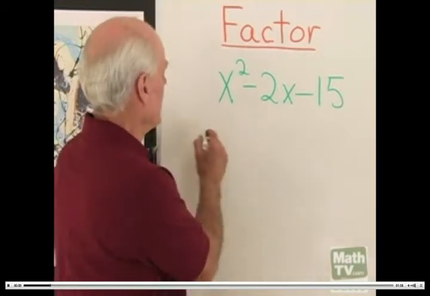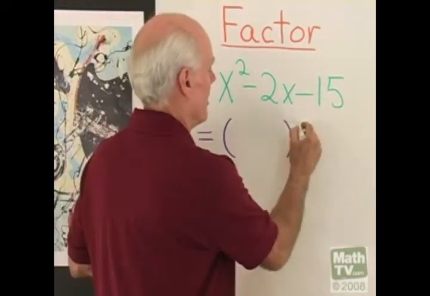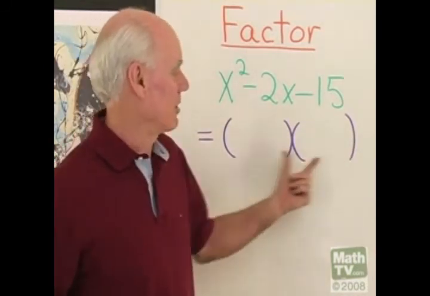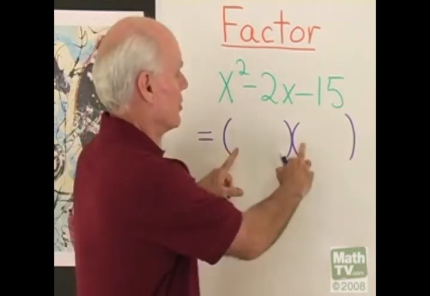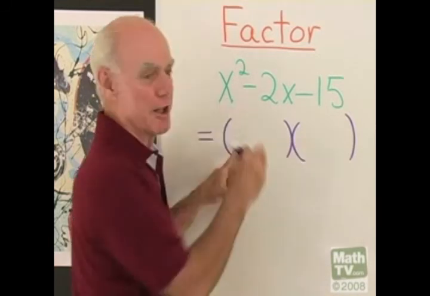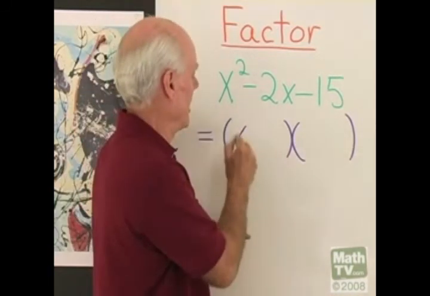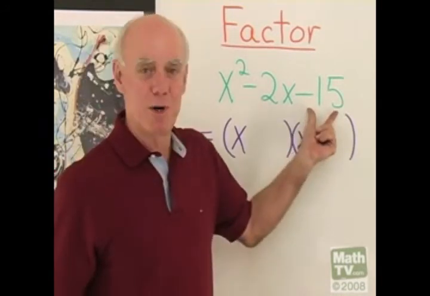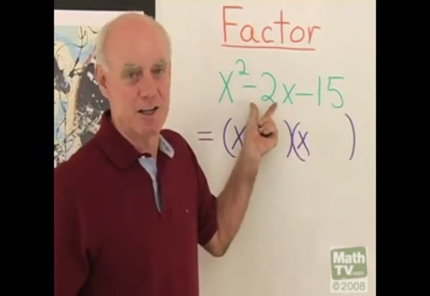Polynomials. So if this factors, and there's no guarantee that any of these factor, but if it factors, it's going to factor into the product of two binomials such that the two expressions that go here multiply and give me x squared. Well, that's going to be x and x. Now I just need to look for two numbers to multiply and get negative 15 and add and get negative 2.